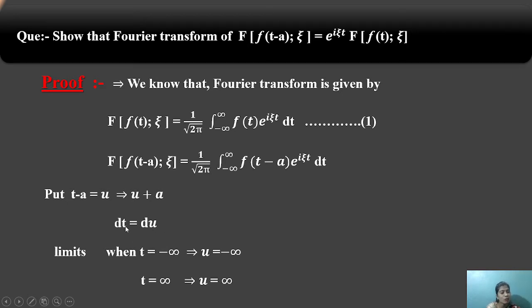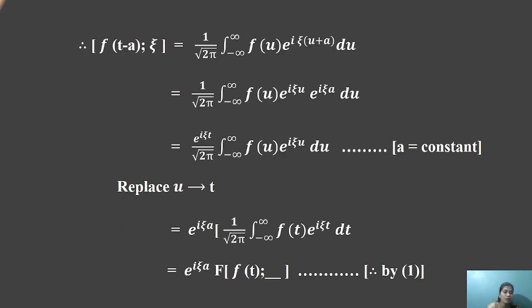The limits also change from t to u. When t equals minus infinity, the lower limit, u also equals minus infinity. When t equals infinity, u equals infinity. We put all these values, the equation as well as the limits, into the function.